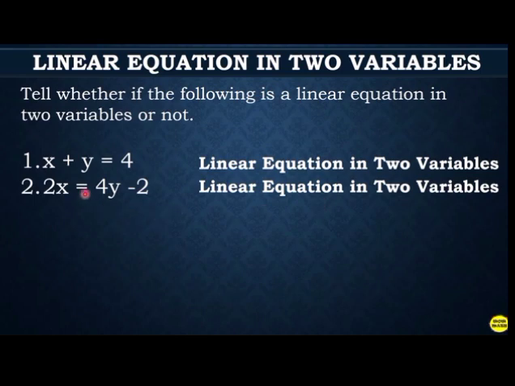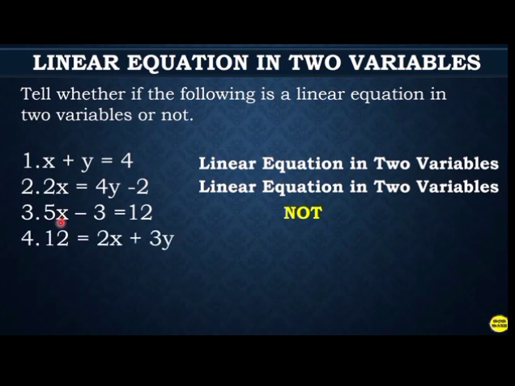I guess some of you ask, ma'am, this is not written in general form or even slope-intercept form. It's okay. You can rewrite it in general form or slope-intercept form, as long as it is first degree and it has two variables. Then we can call it a linear equation in two variables. Next, 5x minus 3 equals 12. Is this a linear equation in two variables or not? Not, because it has only one variable.